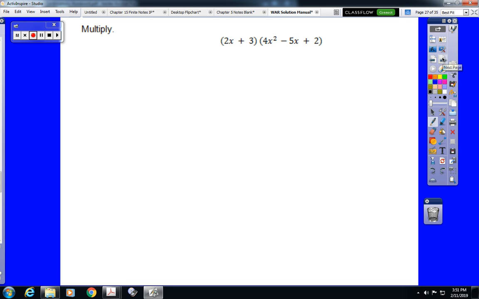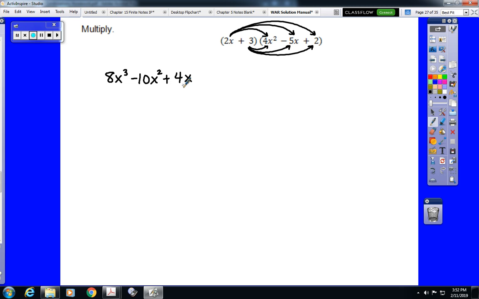Next question says to multiply. There's a lot of different ways we could do this problem. I like to show double distribution. Remember that when we multiply polynomials, we need to make sure that each term in the first set of parentheses multiplies each term in the second set of parentheses. So we need to do 2x times 4x squared, which would be 8x cubed. 2x times negative 5x would be negative 10x squared. And 2x times 2, which is 4x.